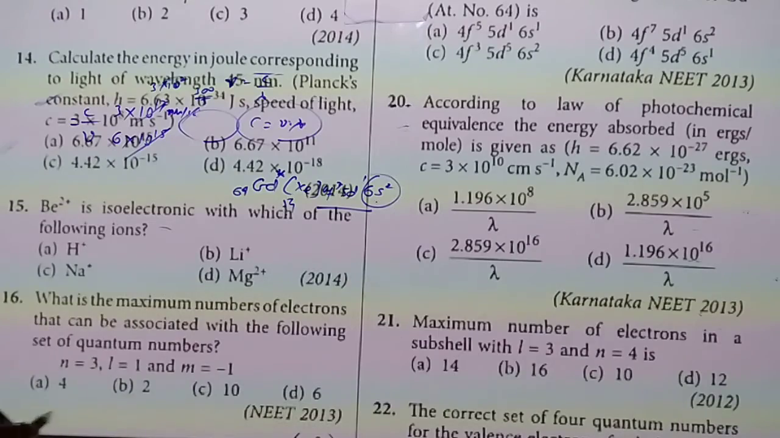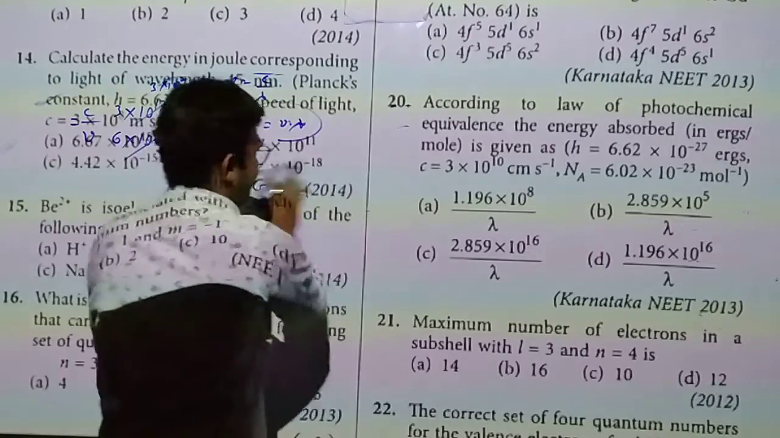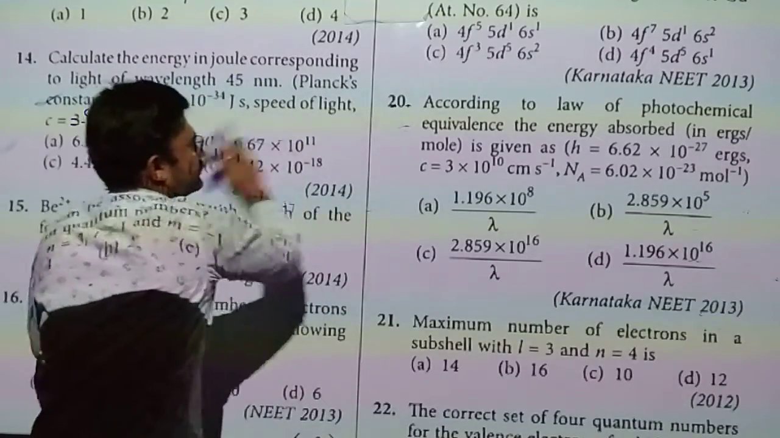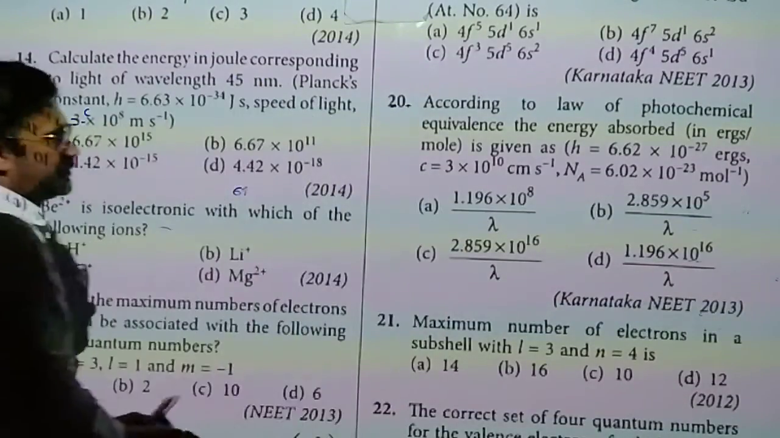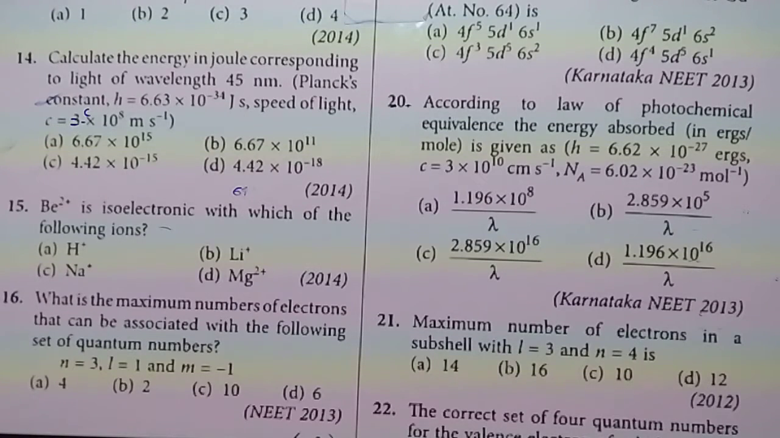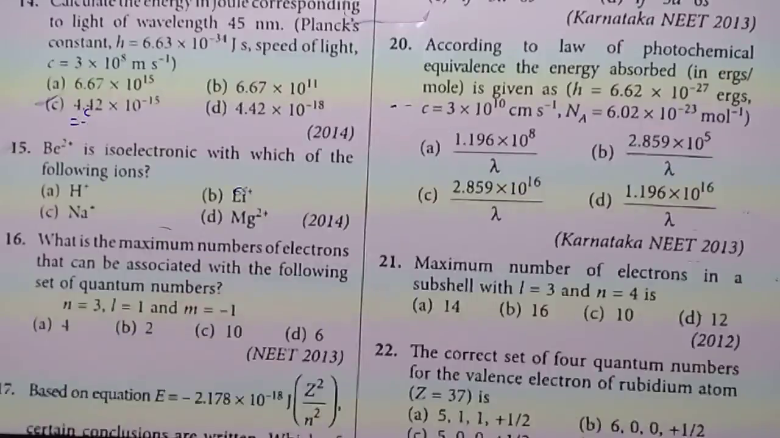Now question number 20. According to law of photochemical equivalence, the energy absorbed in erg per mole is given as... where Planck constant is 6.62 into 10 raised to minus 27 erg second. C is given in centimeter per second. Avogadro number is given. Photochemical equivalence.